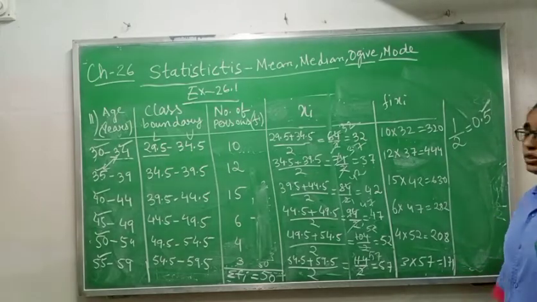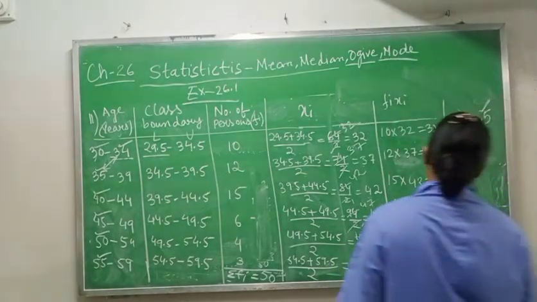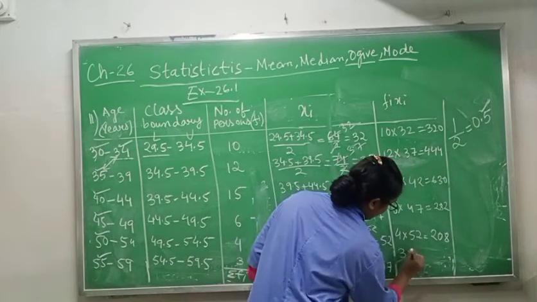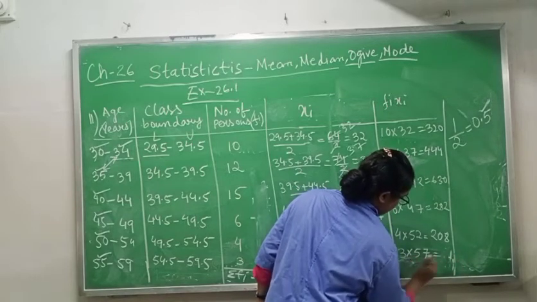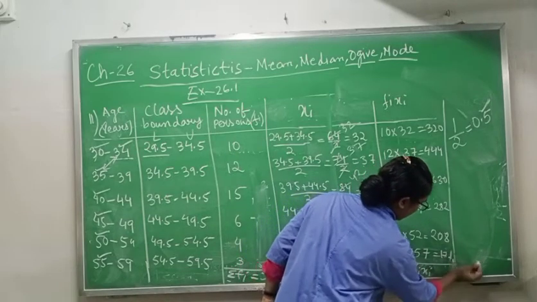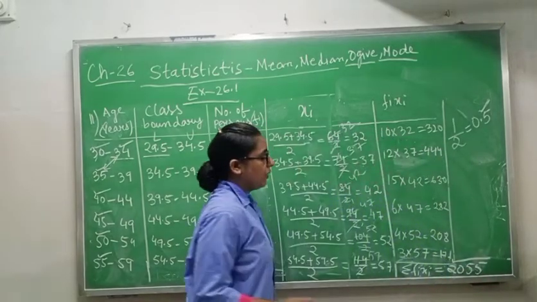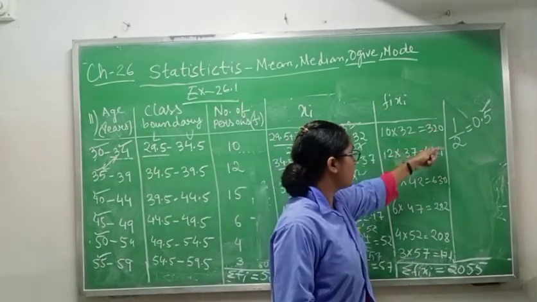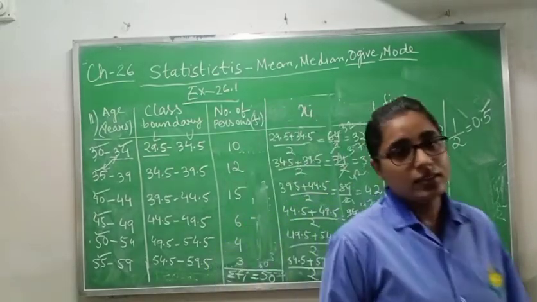Now we have to add these to find the summation. When we add fi xi, we get 2055. So the summation of fi xi is 2055 after addition of these values.